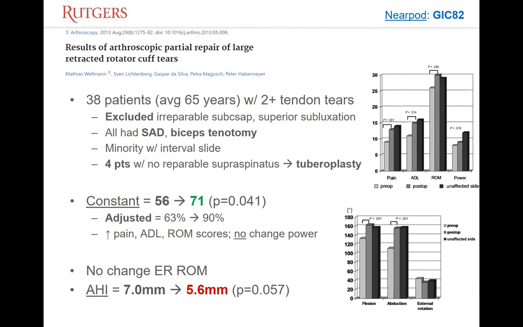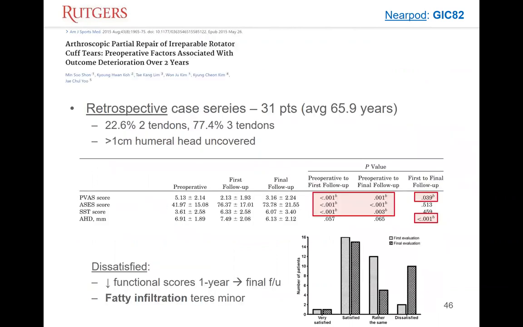So this study found good results overall with this procedure. It was interesting that external rotation did not improve despite all the infraspinatus tears being repaired. In addition, there was substantial variation in the techniques that they used, making it a bit of a heterogeneous group. A South Korean group sought to evaluate outcomes 2 years out for 31 patients of theirs with cuff tears that underwent a partial repair with at least 1 centimeter of humeral head remaining uncovered. They had 1 and 2 year follow-up.